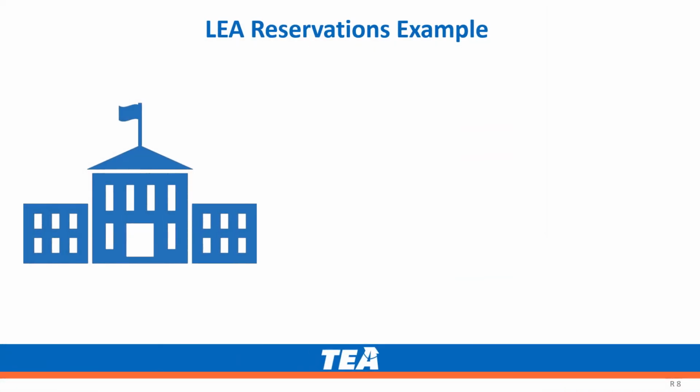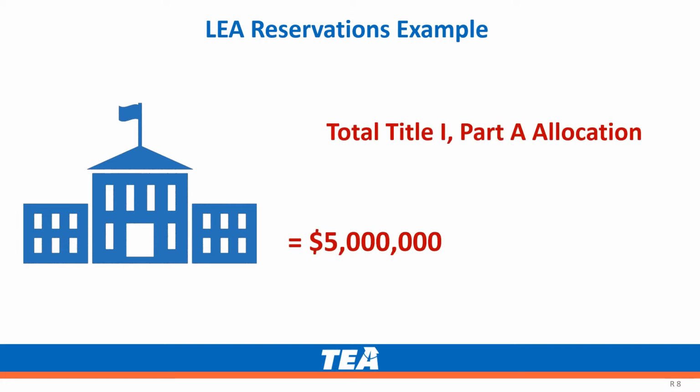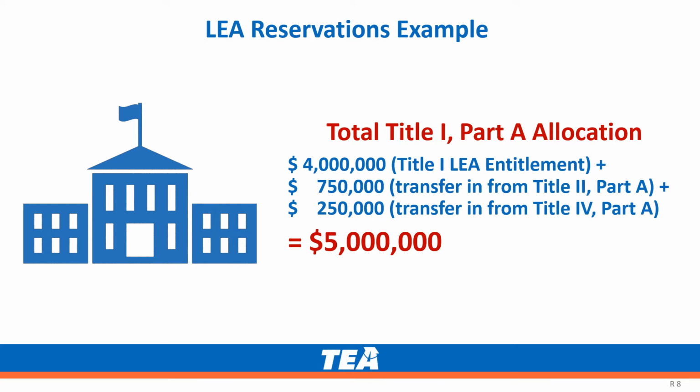The following example will illustrate how, for an LEA with a total Title I allocation of $5 million, making the required and authorized reservations discussed earlier, results in the amount available to allocate to public schools. The LEA entitlement was $4 million, and the LEA transferred in $750,000 from Title II Part A and $250,000 from Title IV Part A, making the total Title I Part A allocation $5 million.